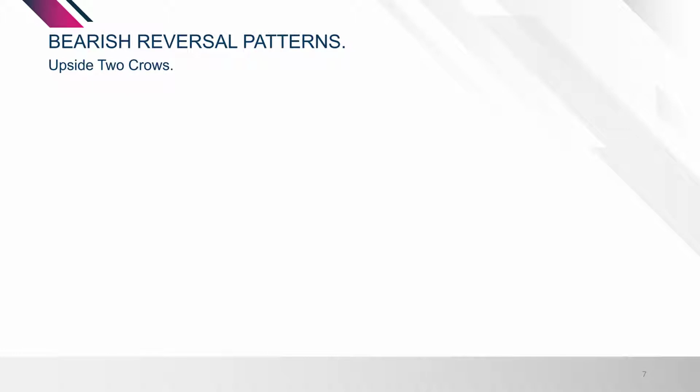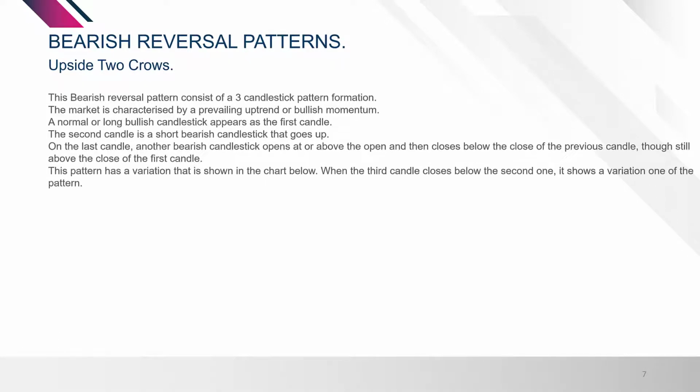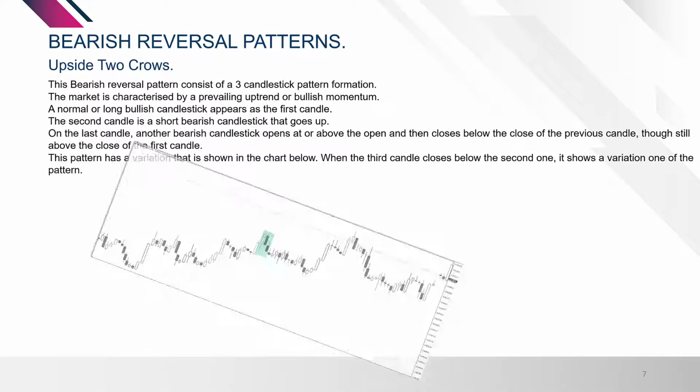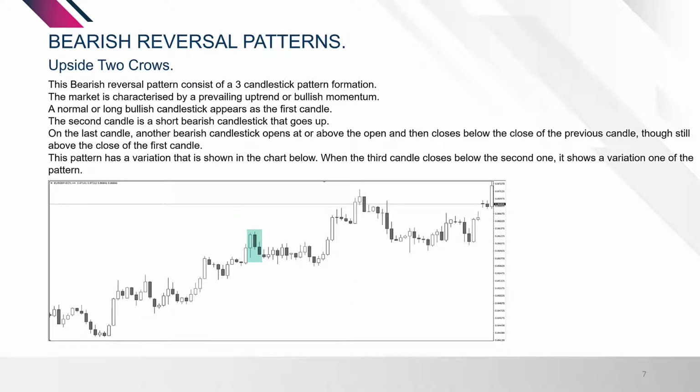Now let's look at the upside two crows. This bearish reversal pattern consists of a three candlestick formation. The market is characterized by a prevailing uptrend or bullish momentum. A normal or long bullish candlestick appears as the first candle in the formation. The second candle is a short bearish candlestick that gaps up.